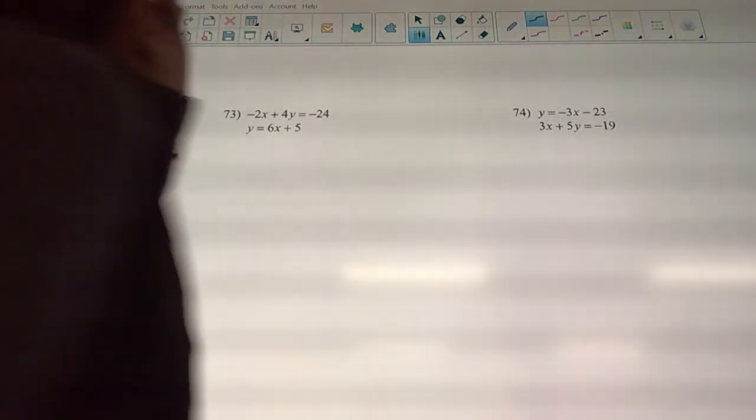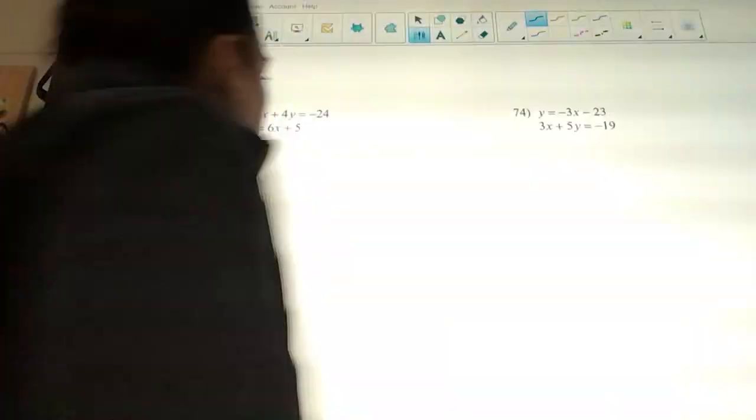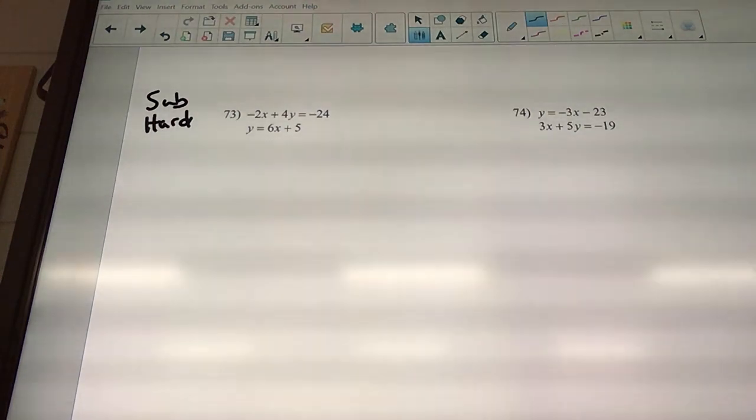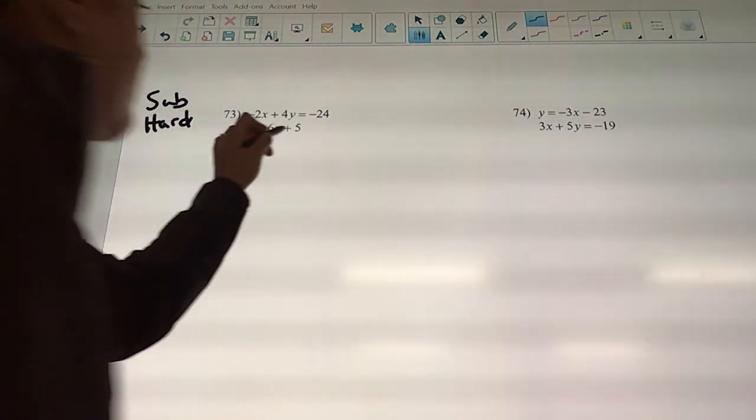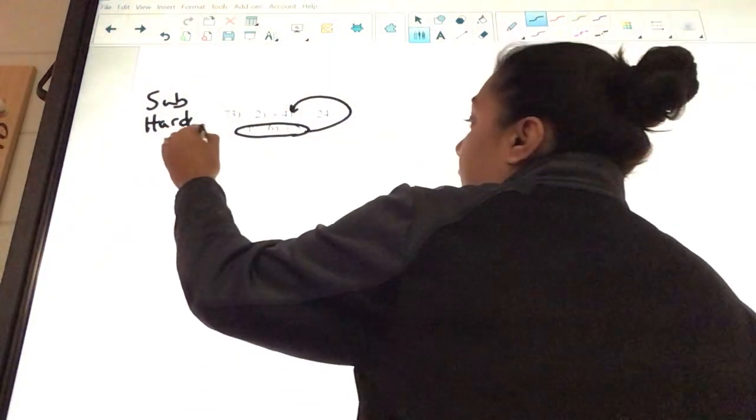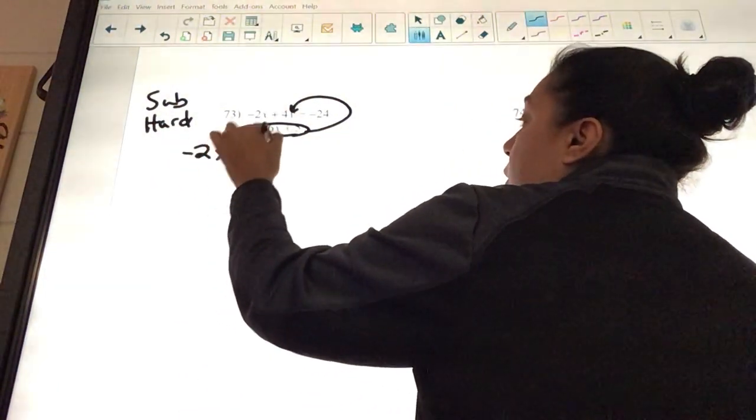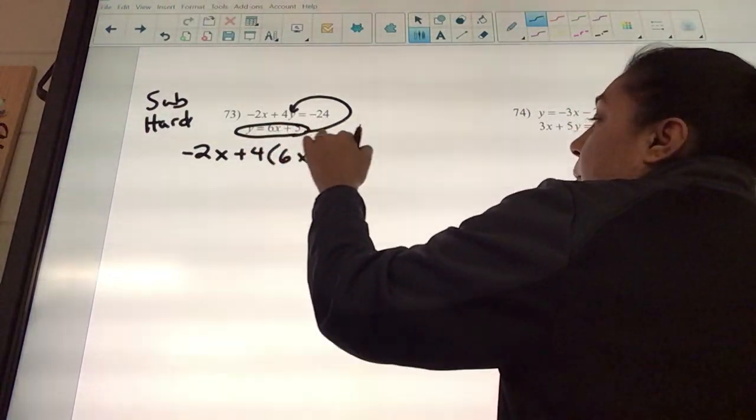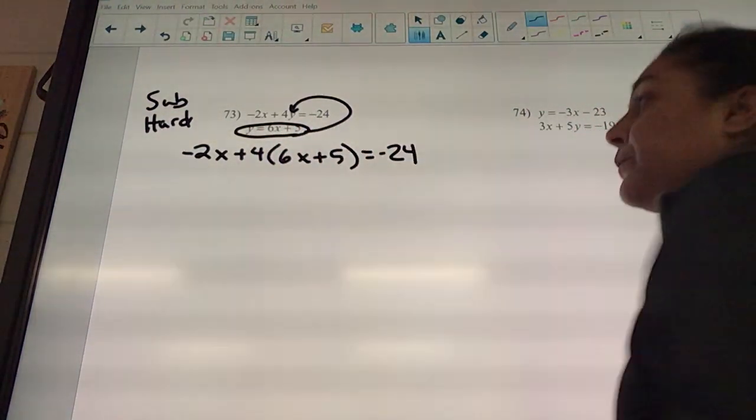Okay, 73, I call it substitution hard just because it's a little bit harder than the other one because one of them's not solved all the way. So again, you're still going to circle the y equals, which is this bottom one, and plug it in up there. So it's going to look like negative 2x plus 4, and instead of y, I'm writing 6x plus 5 equals negative 24.